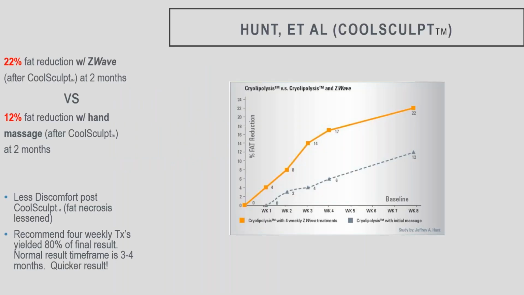In one study that I wanted to look at, Hunt did this with CoolSulpting. We had a 22% fat reduction with the Z-Wave after CoolSulpting at 2 months, versus 12% fat reduction with hand massage. Would you rather have a 12% reduction with hand massage and have that pain, or a 22% reduction? I think all of us would take the 22 and less pain, less discomfort, less downtime. You want to try to get about 4 weekly treatments. That will give you 80% of that final result, and it's going to be a much quicker result, which is what everybody wants right now.